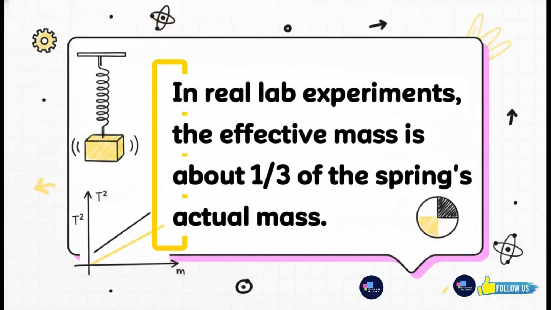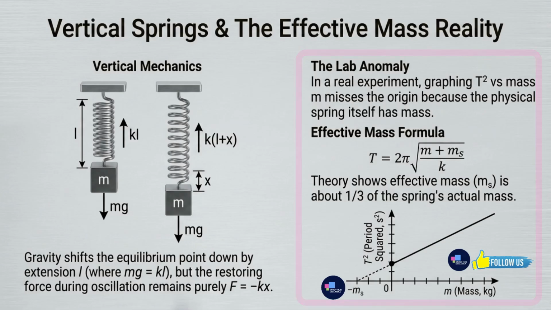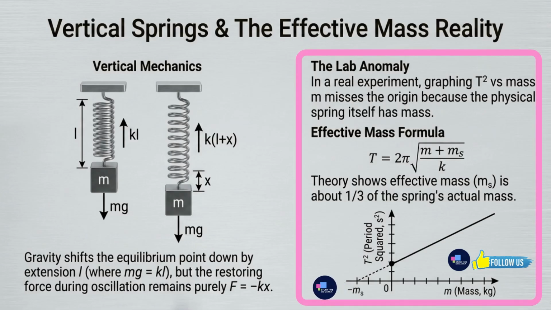Okay, here is another essential past paper tip, specifically for your practicals. When you conduct this exact spring experiment in the lab and you plot T squared against the mass m, you'd logically expect a straight line passing right through the origin. But it misses. Why? Well, because the physical spring itself has mass. In reality, theory tells us the effective mass added to the system is about 1/3 of the spring's actual mass. You must account for this little intercept on your exam graph.